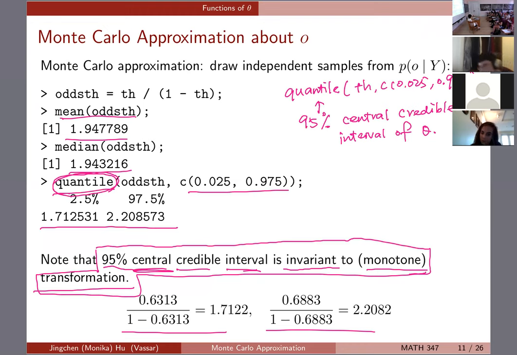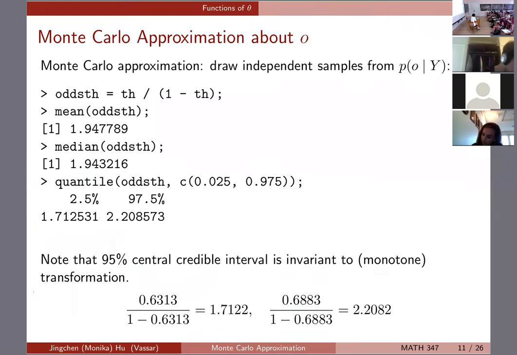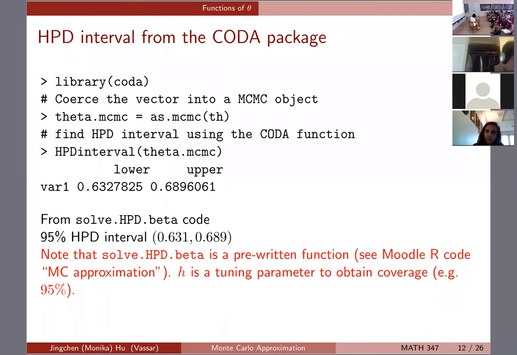Okay, we will see an example of that, but for now, if you're doing this quantile and a monotone transformation, you can just get the original one. This one is actually from before. You just use the two cutoff points, apply the function, and get the two new cutoff points for the new function that you want. But later for the HPD intervals, you cannot do that, and over here you just need to compute the HPD again. All right, so this is the HPD.